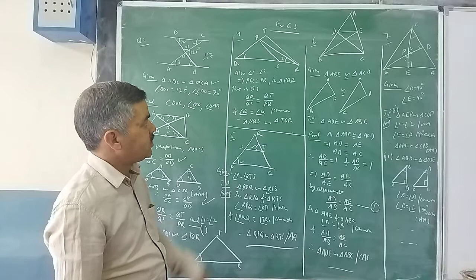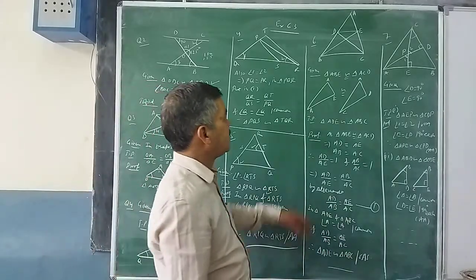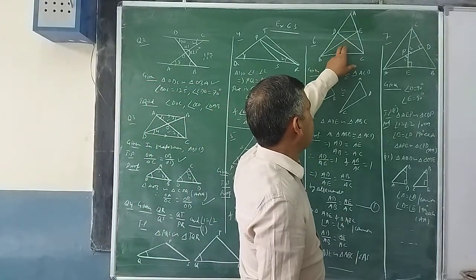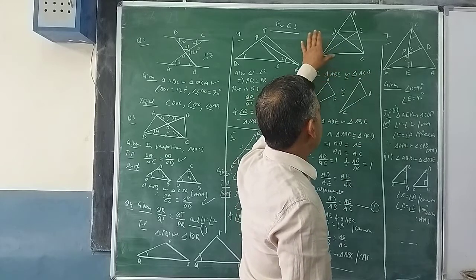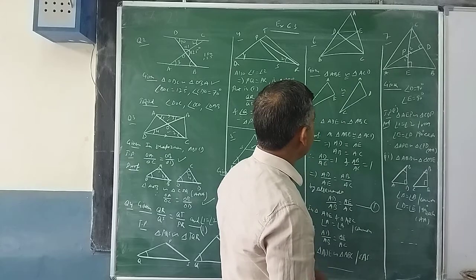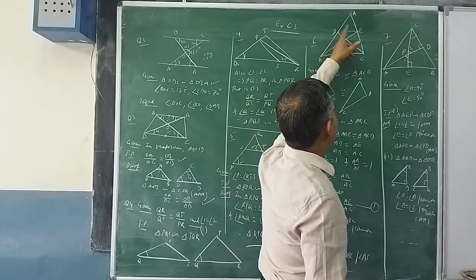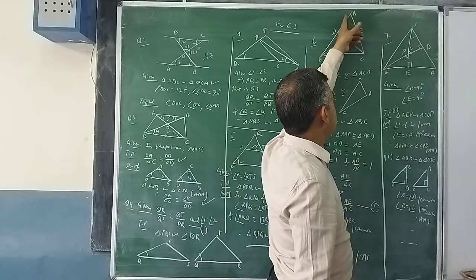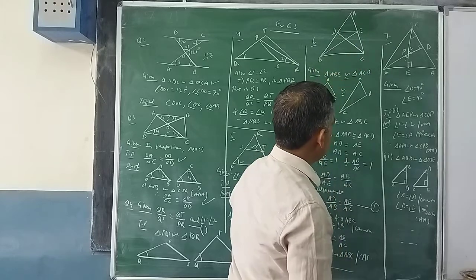Then in question number 6, this is the figure given to you in your textbook if you see, and in this the triangle ABE is congruent to triangle ACD. And then you need to prove this small triangle ADE is similar to this big triangle ABC.